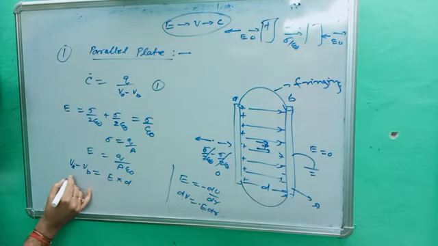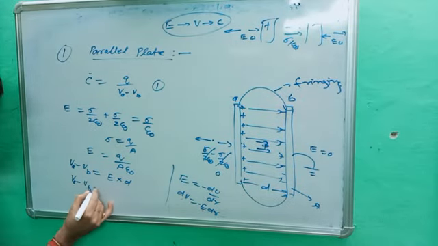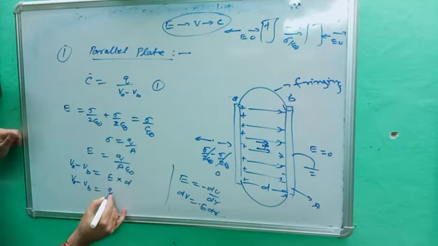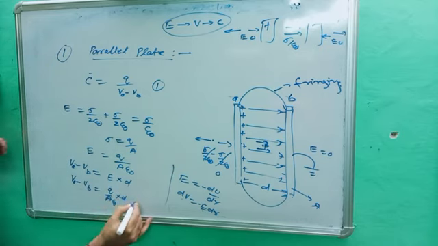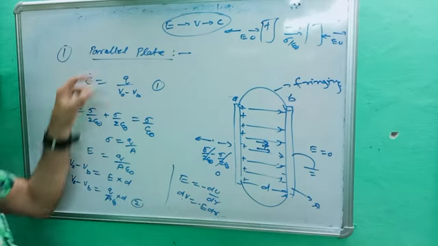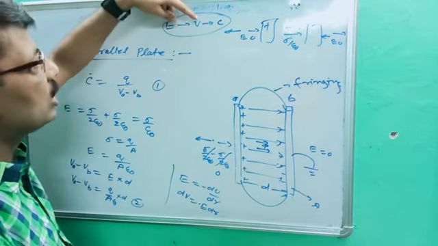So very easily we will get VA minus VB is equal to the value of E, Q upon A epsilon naught, into d. This is equation number 2. So notice, from E we easily get the value of V.